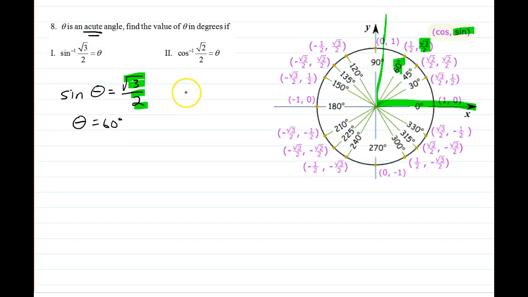Same thing for the cosine. This is like saying cosine of theta equals rad 2 over 2. What acute angle gives us rad 2 over 2? Now we're looking for this. Cosine is the x value. So rad 2 over 2 goes with 45. So theta is 45 degrees. Just a reminder, you will have a unit circle on the test, so you don't have to memorize that.